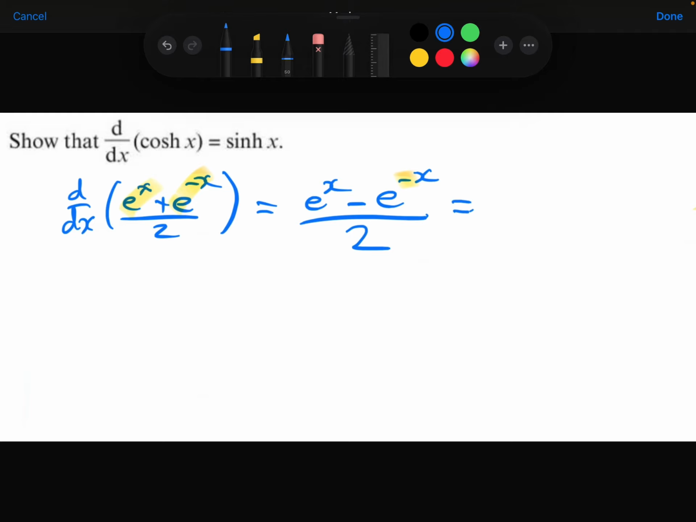And we can see that this is the same thing as positive sinh. Remember, sinh is defined as being e to the power x minus e to the power minus x all over 2. So there we go. I have proved that differentiating cosh, you will get sinh.